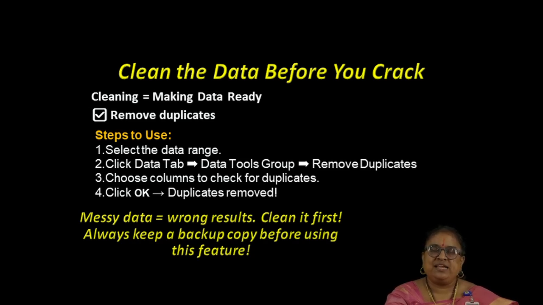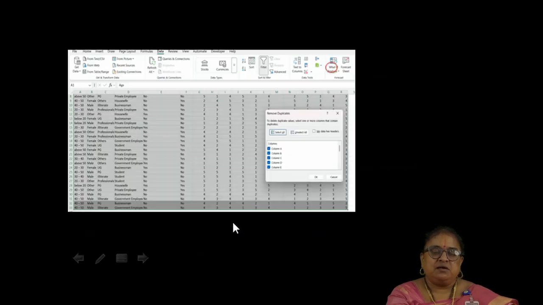So, steps to clean the data. You have to select the data range, then go to the Data tab, Data Tools group, Remove Duplicates. Messy data can give wrong results, so we have to clean it first. This is the example. In the Data tab, I circled the duplication of work. First we have to remove the duplications.